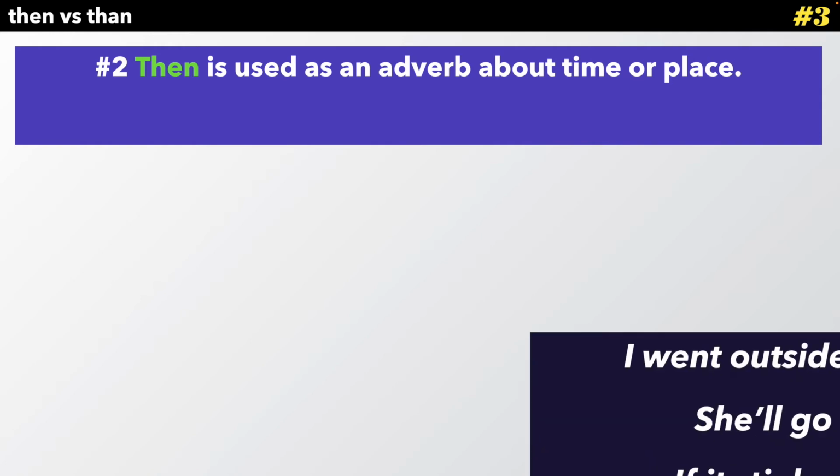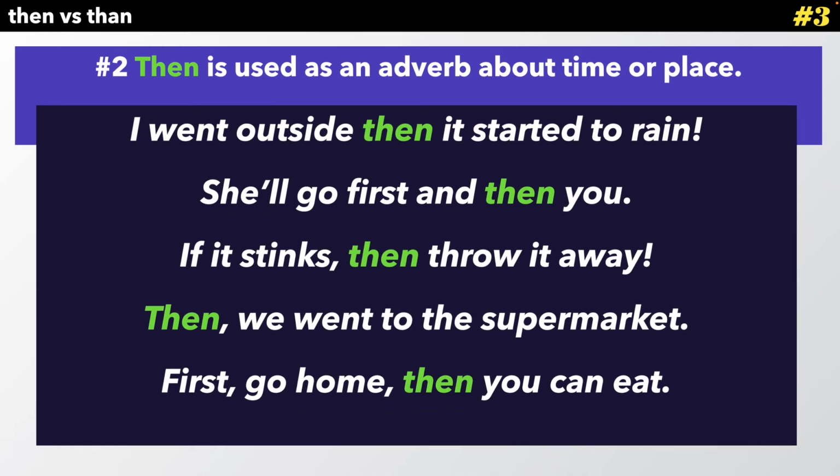Number two, then is used as an adverb about time or place. I went outside. Then it started to rain. It's telling you what happened first and what happened second. She'll go first and then you. If it stinks, then throw it away.